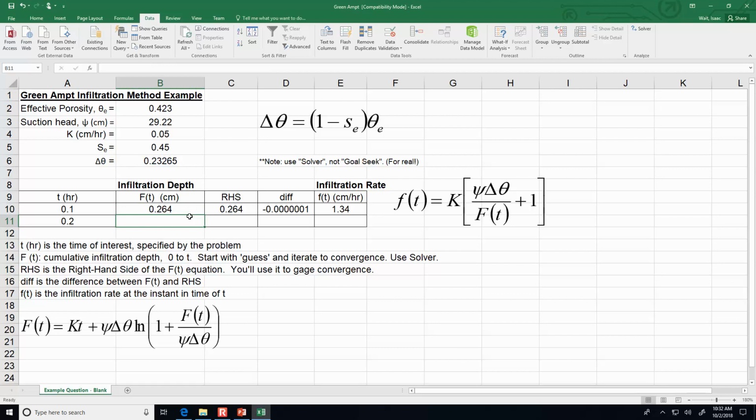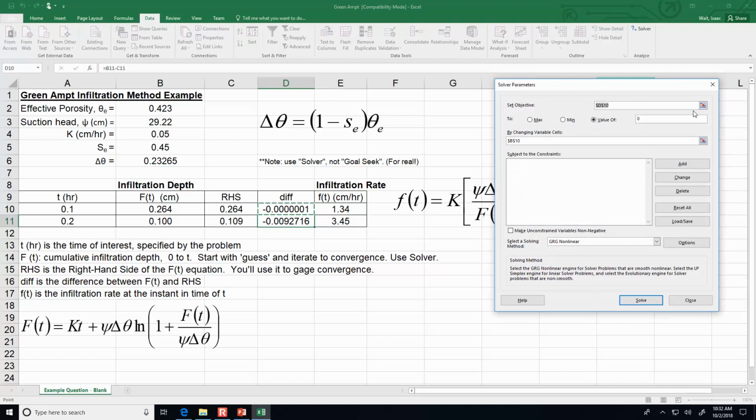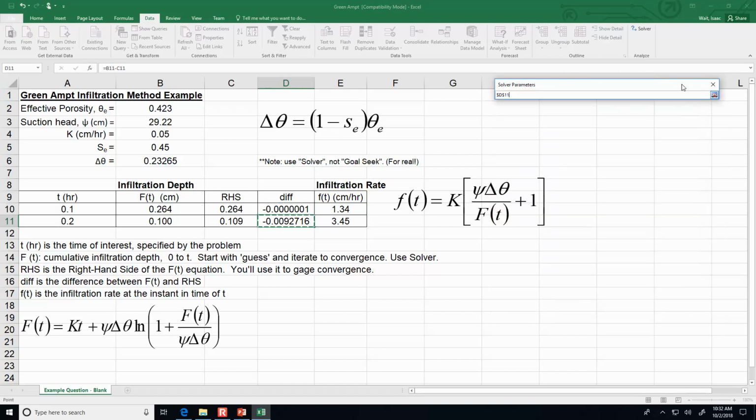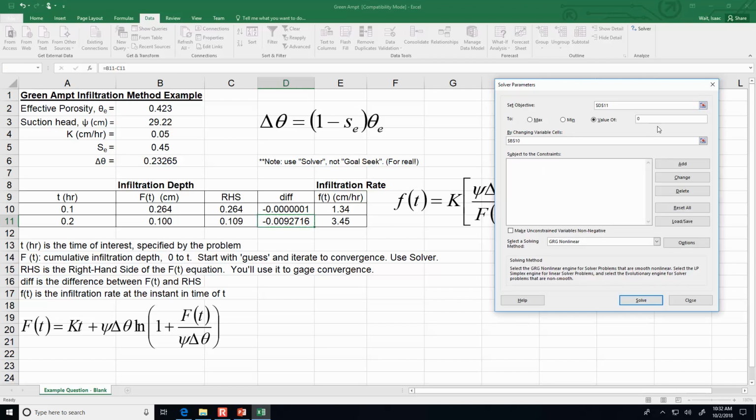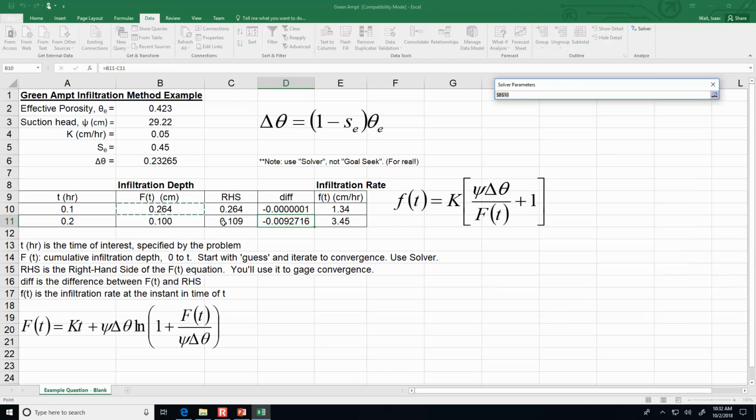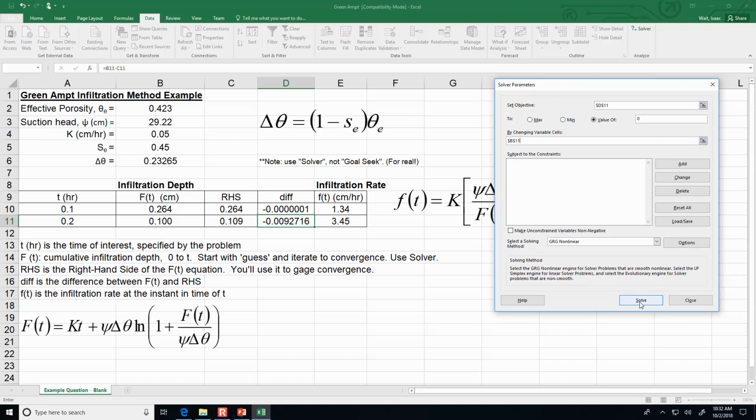I just put in some guess here, 0.1. I can drag the formula down, but I'm going to have to goal seek again a second time. Okay, so let me do, again, the goal seek where I'm using Solver. I guess I shouldn't call it goal seek if I'm using Solver. Set the objective to the difference is equal to 0 by changing this B11, so our new infiltration depth. Click solve.